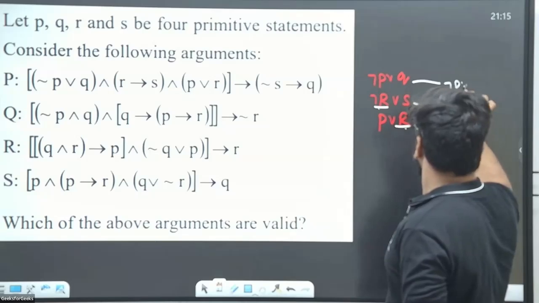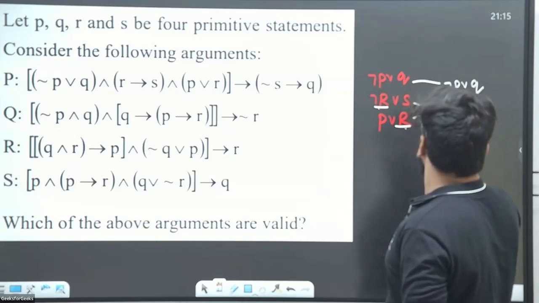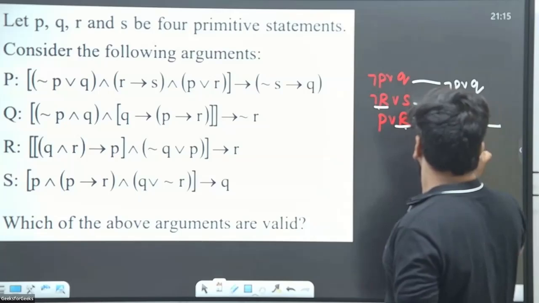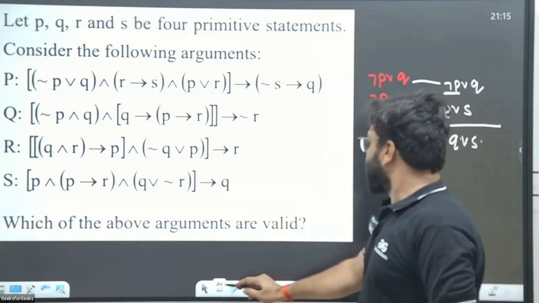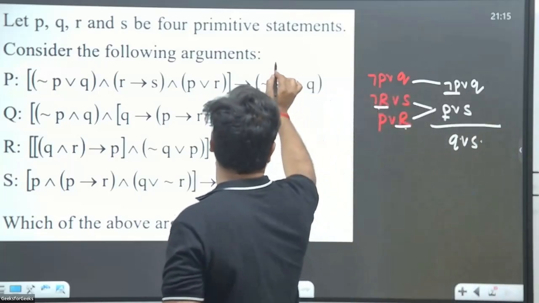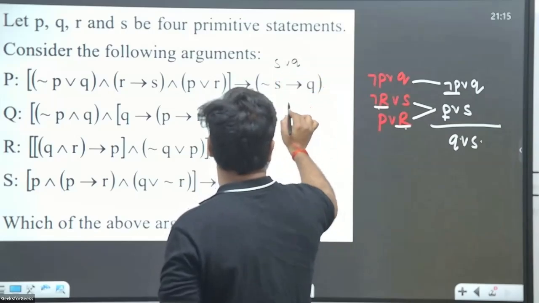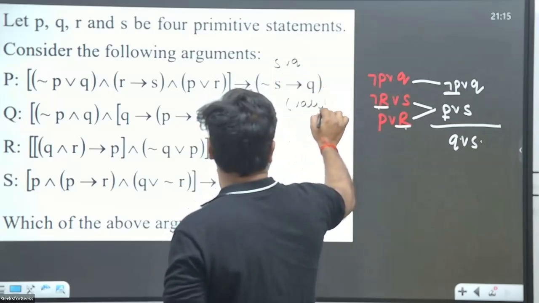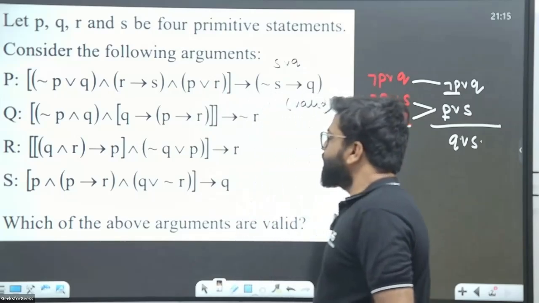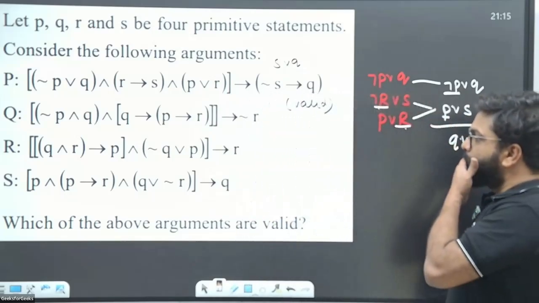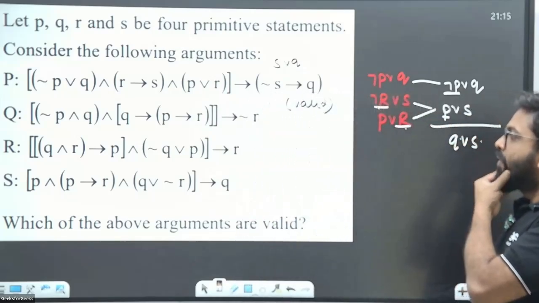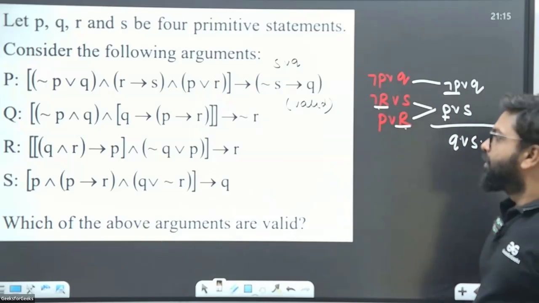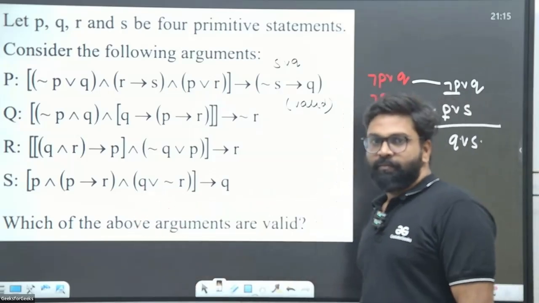Here this is negation of P or Q. One is positive, one is negative. What will you get? Q or S. Now, if you use the rule here, you will get S or Q. So that is why the first one is valid. Right? Yes, sir. Okay. What about S?